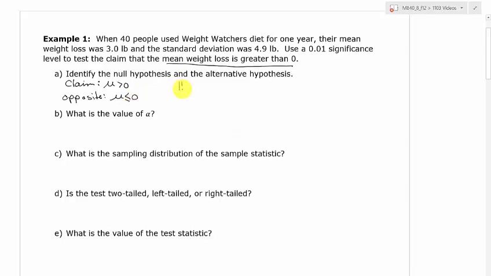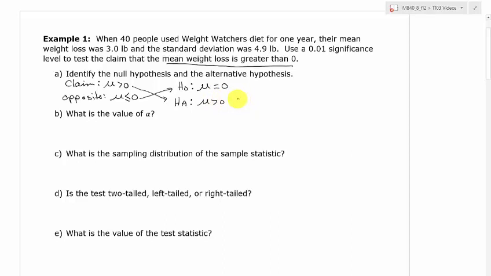And the null hypothesis is the one that contains the equal sign, and so that's going to be the opposite in this case. We never have an inequality in our null hypothesis, so the null hypothesis will just be that the mean mu is equal to 0, and then the alternative is the other one. So this became our null, and this becomes our alternative. So our alternative will be that mu is greater than 0.